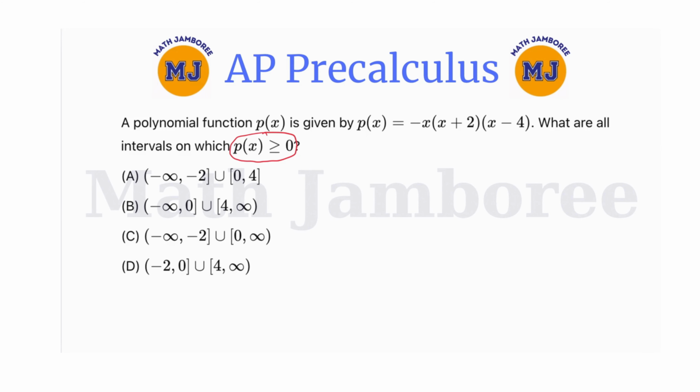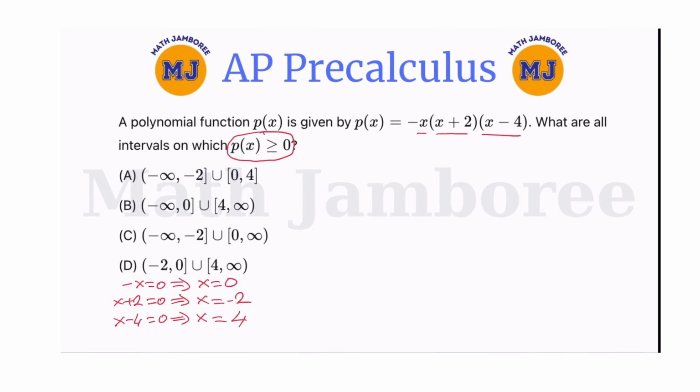To solve this question, first of all, we will need to find the factors, the roots of the polynomial, and to do that, we're going to make each factor equal 0. So negative x equals 0. This gives you x as 0. And when I say x plus 2 equals 0, this gives us x as negative 2. And when we say x minus 4 equals 0, x will be equal to positive 4.